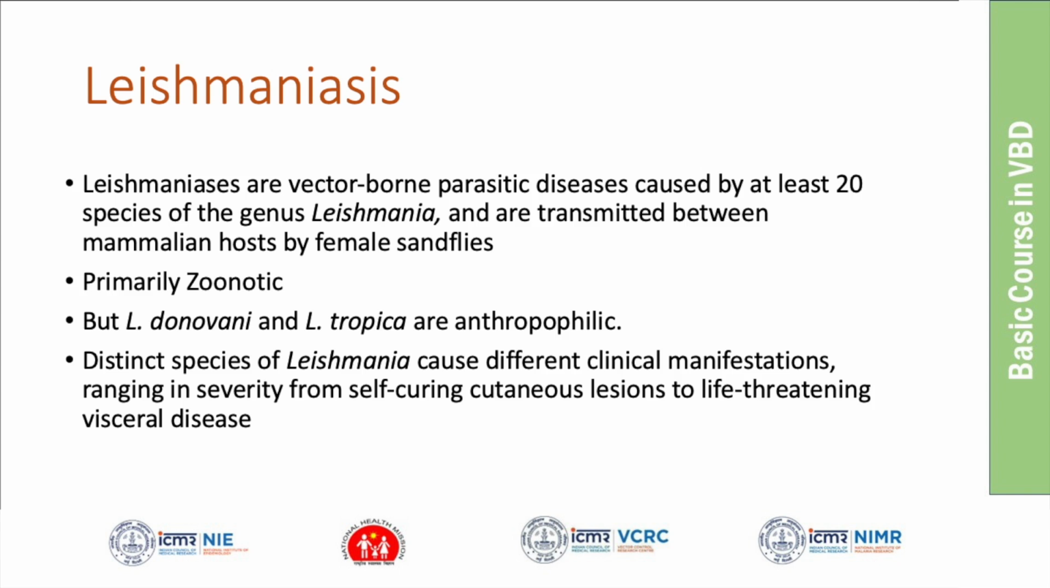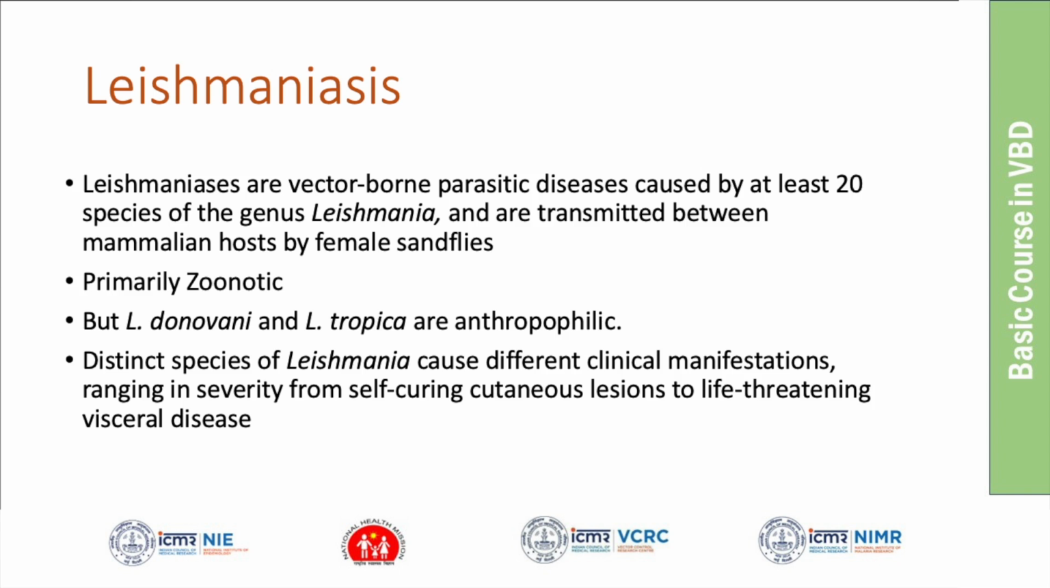So Leishmania donovani and Leishmania tropica are anthropophilic, even though they are primarily zoonotic. Zoonotic means the disease parasite is transmitted from animal to human. But Leishmania donovani and Leishmania tropica are anthropophilic, meaning they are transmitted between humans through the vector sandflies.